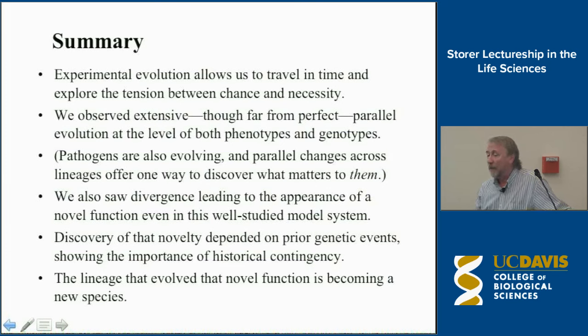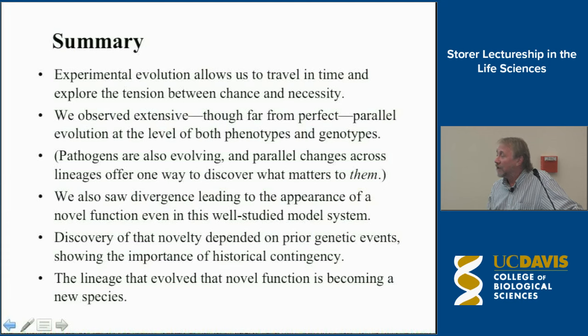The little interlude with the cystic fibrosis study shows that pathogens are also evolving and that the study of parallelism allows us to not just say things are changing, but to ask what matters to the bugs? What genes, and what functions affected by those genes, are systematically and repeatedly changing in patients that are associated with the adaptation of the bacteria to that lung environment? We also saw, despite all this parallelism, this divergence that led to the appearance of a novel function, one that's not historically associated with E. coli, even though it's been this model system for many decades.